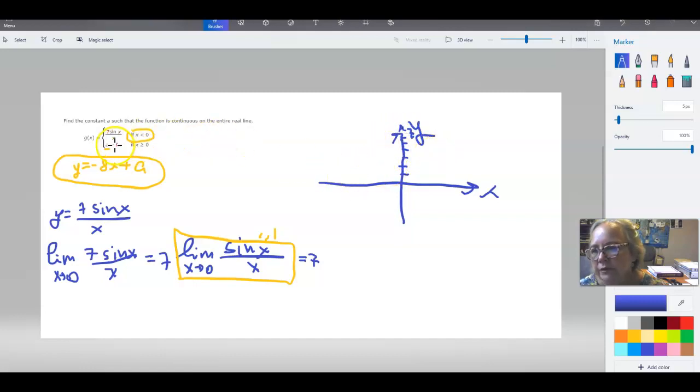Now for this function we want to have this point (0, 7) on the line y equals negative 8x plus a. At the same time the point (0, 7) is the y-intercept. This point must be on this straight line because that's what defines the function when x equals 0. So a must be 7 for the graph of this function to be continuous.